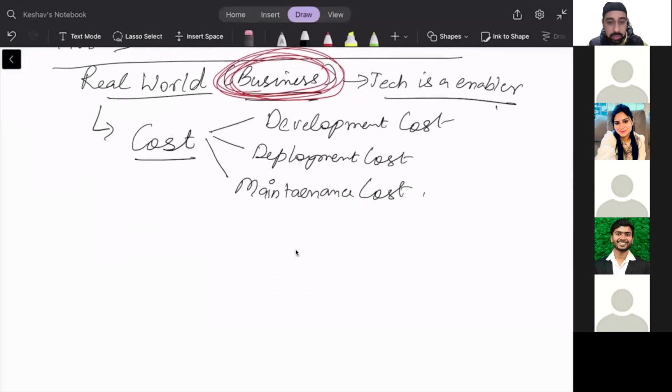So you as architects, as developers, always need to consider these three costs in play when designing a system.